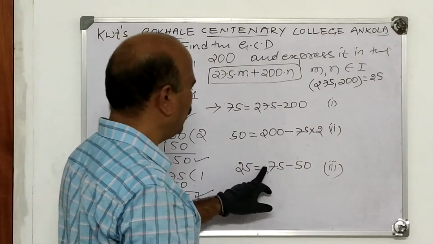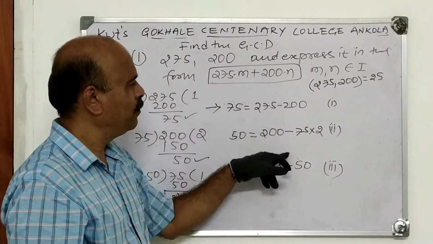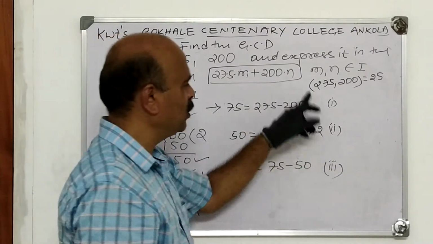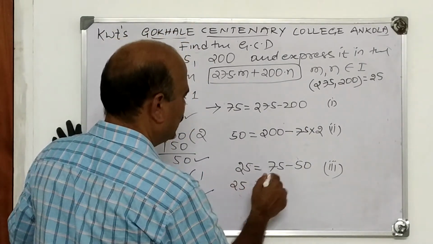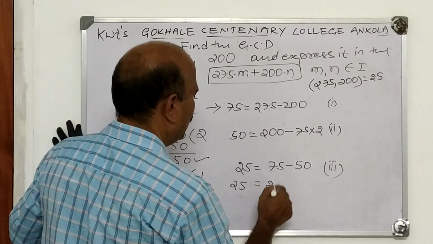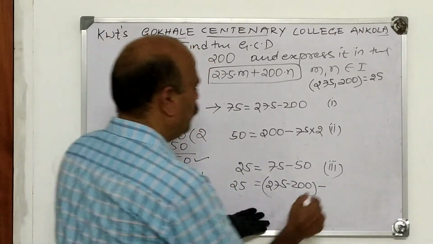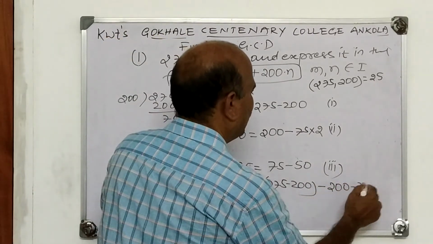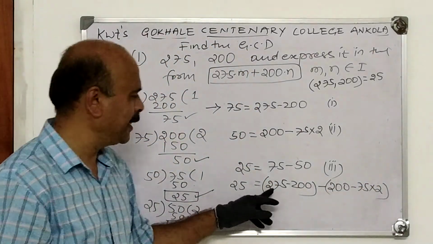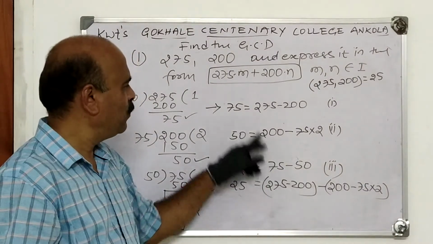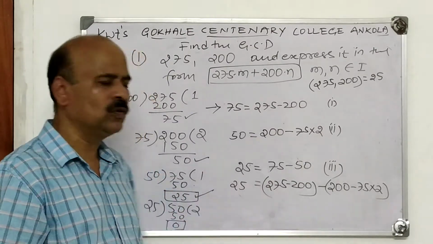Now, starting from the last step, that is 3, you have to substitute using the previous equations, that is 1 and 2. Now I substitute here. I start with 25 is 75 minus 50. What is 75? 275 minus 200. Minus 50 means 200 minus 75 into 2. This is the first step. Understand this carefully. The 75 value is substituted here, and the 50 value is substituted from 2.